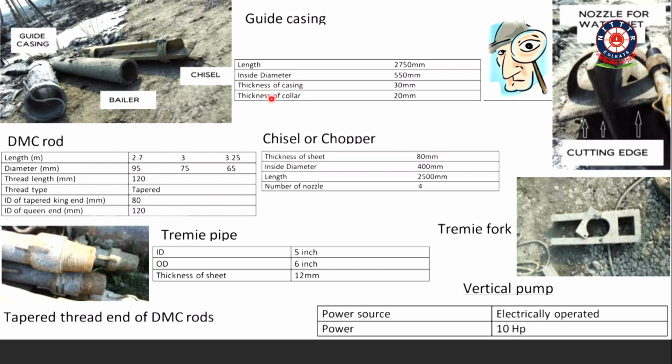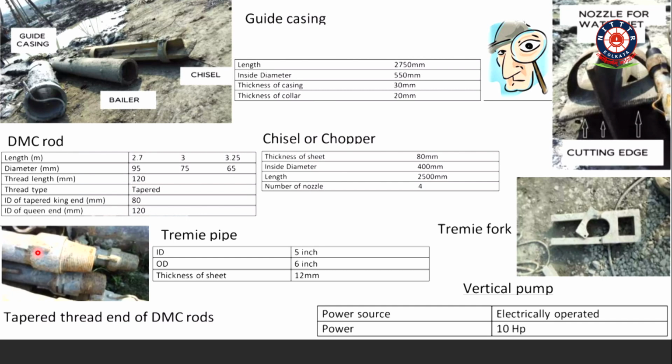See, again, this can be varied based on the site condition and the type of structure it is coming. Next is the DMC rod. Here the rod will have different lengths: 2.7 meter, 3 meter, 3.2. As you go deeper and deeper, these lengths will keep on joining to the required depth.